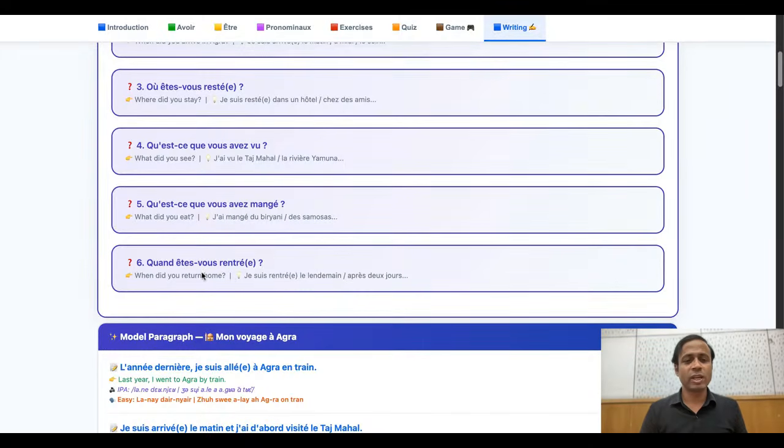Number 6, quand êtes-vous rentré? When you are going for a trip, you are going to come back also. So you have to say when you came back. So when did you return home? Je suis rentré le lendemain, okay? Or après 2 jours, after 2 days, after a week, after 1 month. So you have to mention all these things, okay?